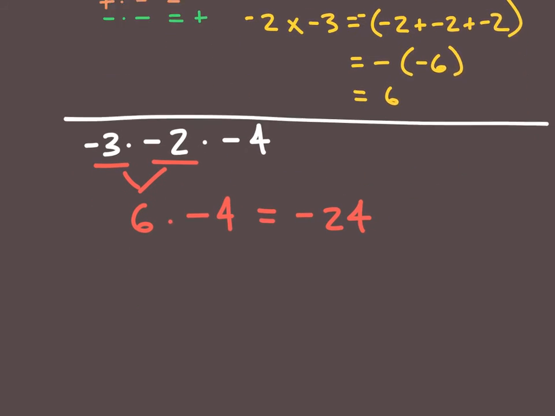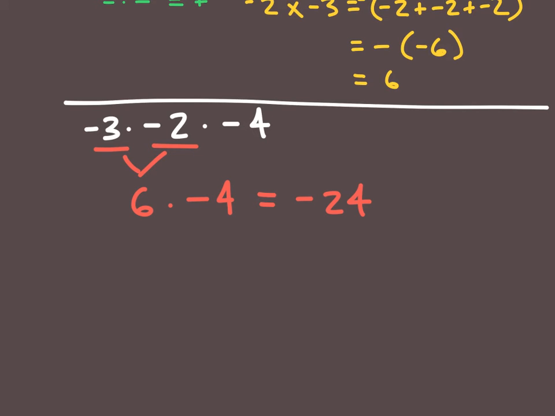Now, the one thing that we need to consider here is that I multiplied 3 negative numbers together, and my final result was negative, all right? So if you multiply an odd number of negative numbers, your result will be negative. If you multiply an even number of negative numbers, it'll be positive. And let's check that out.